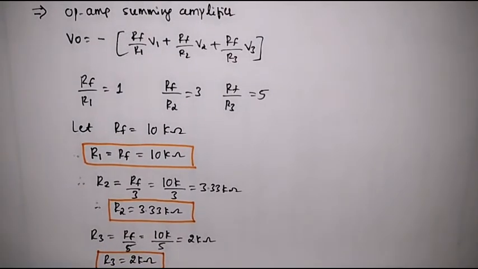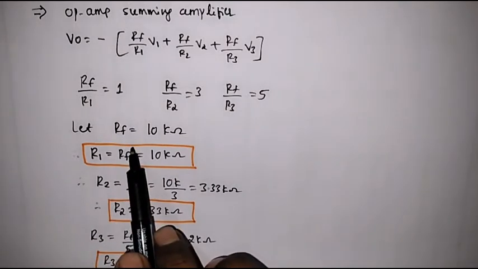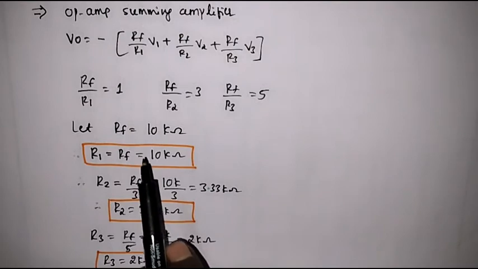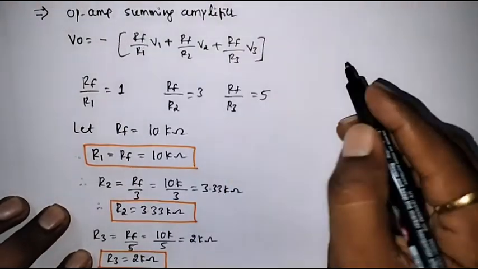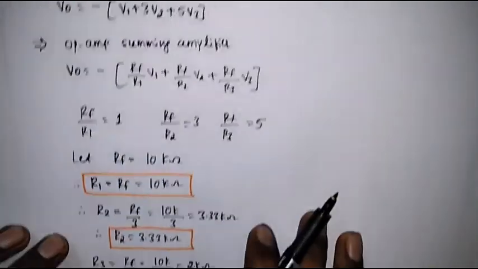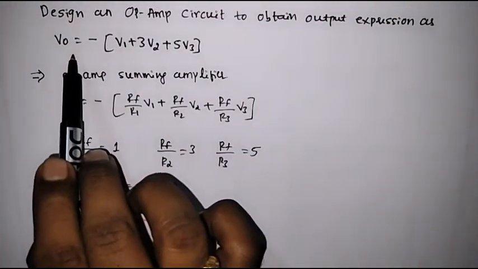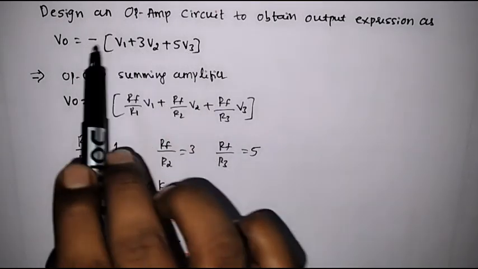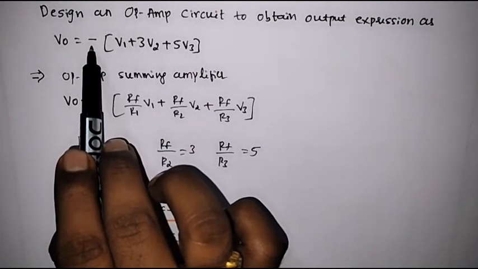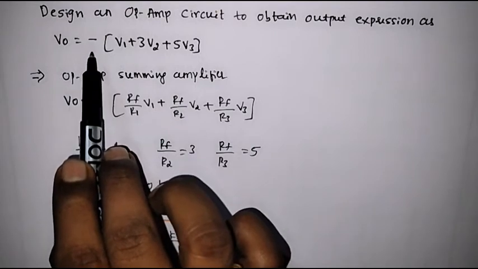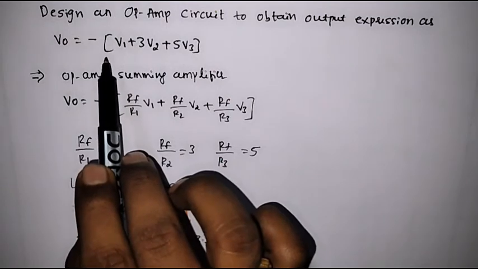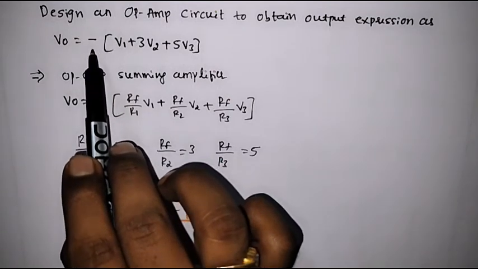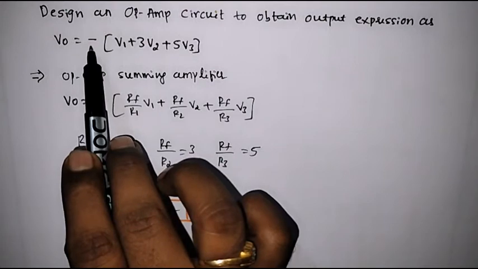So now we found all the resistor values, that is R1, R2, R3, by assuming the RF value. Now we'll try to draw the op-amp summing circuit. As we know in the given expression we have three inputs and there is a minus sign. This minus sign indicates that it is an inverting amplifier. It means all the inputs V1, V2, V3 are given to the inverting terminal of the op-amp. That's why it produces the output as negative.